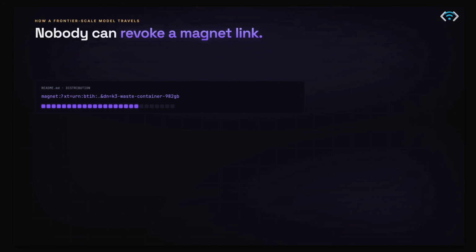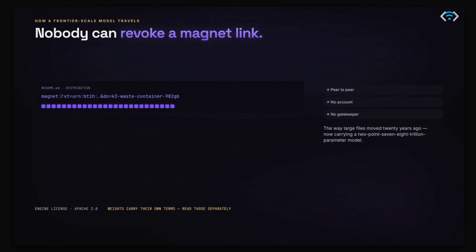There is a magnet link right there in the README, a frontier-scale model, moving around the internet the way large files did 20 years ago, peer-to-peer, no account, no gatekeeper. I genuinely can't think of a better one-image summary of what open weights means in practice. Nobody can revoke a magnet link. License on the engine, Apache 2.0. The model's weights carry their own terms, read those separately.